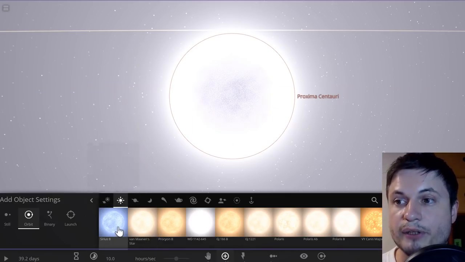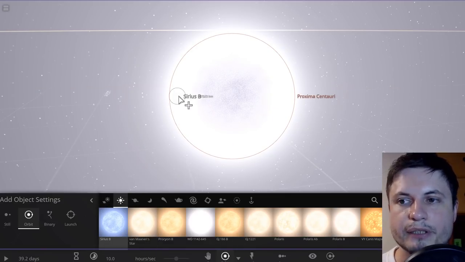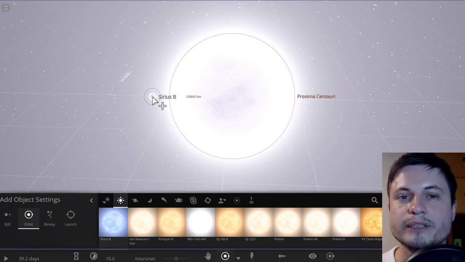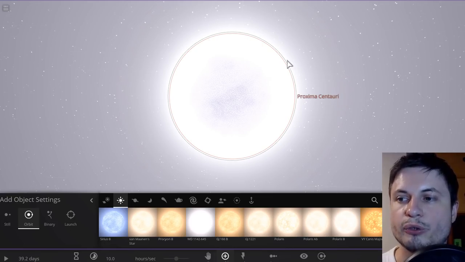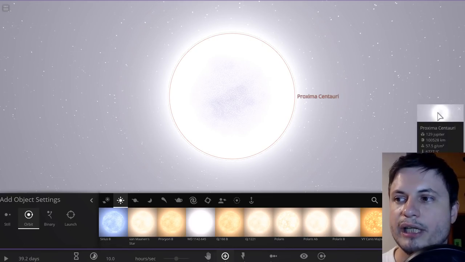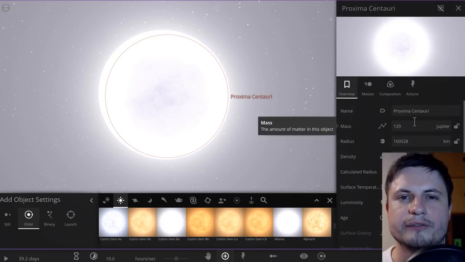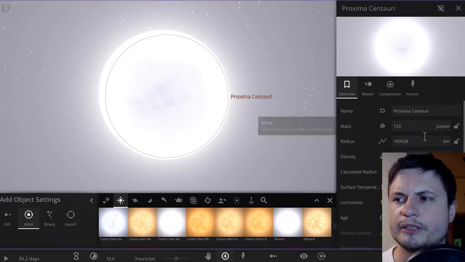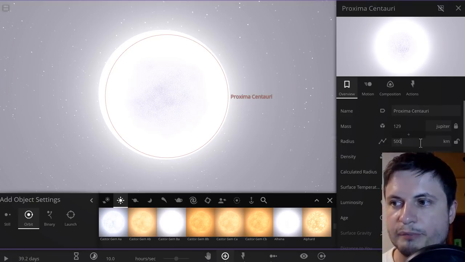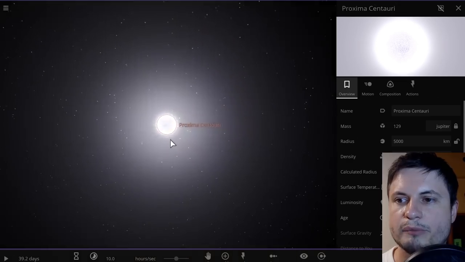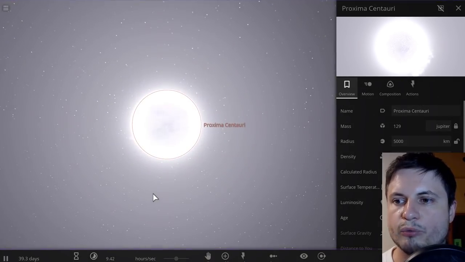Now, just to give you a comparison of size, here's Sirius B, the closest white dwarf to us, next to Proxima Centauri. So it's going to become a relatively small body, but also a relatively dense body. In other words, it's going to condense into a size very similar to Earth. It's going to be maybe about 6,000-7,000 kilometers in radius. So let's do this manually by changing its size, and here you go. This is Proxima Centauri as a white dwarf.